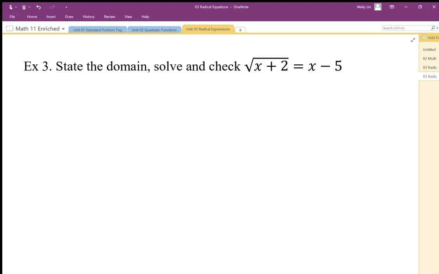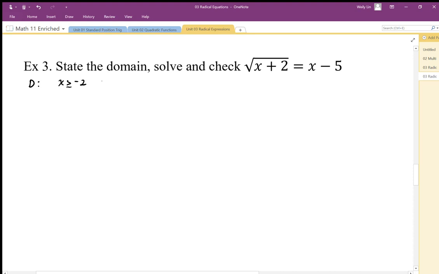We should know how to state our restrictions. Okay, so the domain restriction on this is, if we look at the inside restriction, x must be greater than or equal to -2. If it's -2, we end up with 0, and that's okay. Anything smaller than that is going to give us a negative.